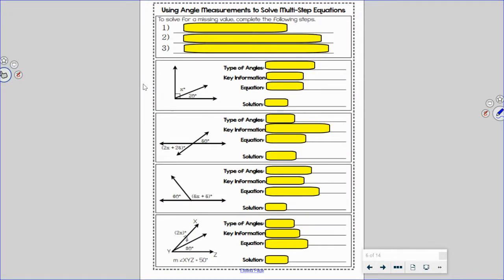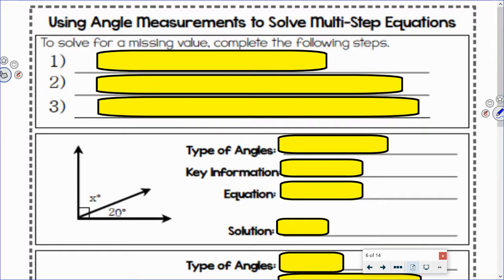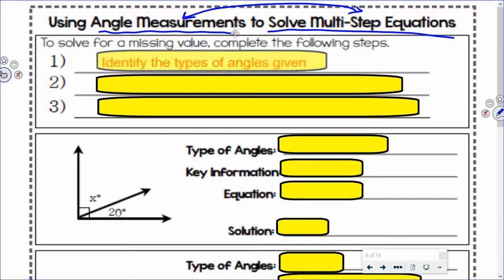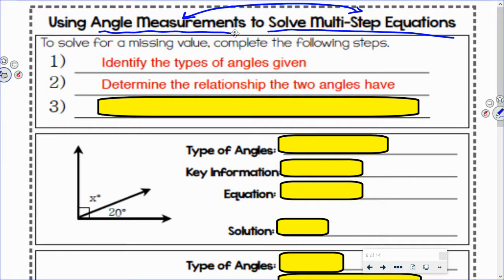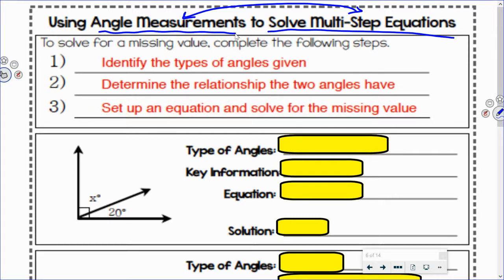Notes for today, 3 major steps to solving any problem with these kind of angles. And actually, I would argue that the title of this is backwards. We're actually going to use multi-step equations to solve for missing measurements. Now, first step to any missing value. Identify what types of angles are given. Do they give you vertical angles? Do they give you adjacent angles? Supplementary, complementary? Once you know that, you can then determine the relationship of the two angles that you have. Last, set up an equation.